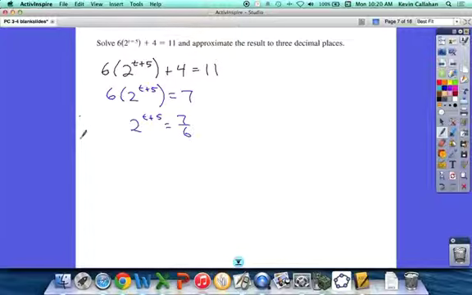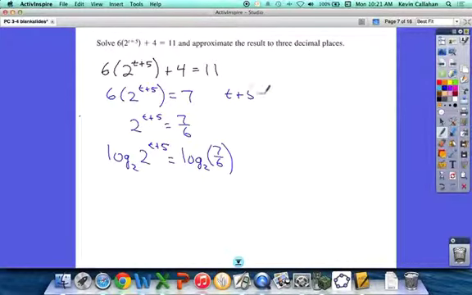Log base 2, right? So we take log base 2 of both sides. Log base 2 of 2 to the t plus 5 equals log base 2 of 7 over 6. Right, how does the left-hand side simplify? Right, it equals the exponent because the base of the logarithm matches the base of the exponential. T plus 5 equals log base 2 of 7 over 6.